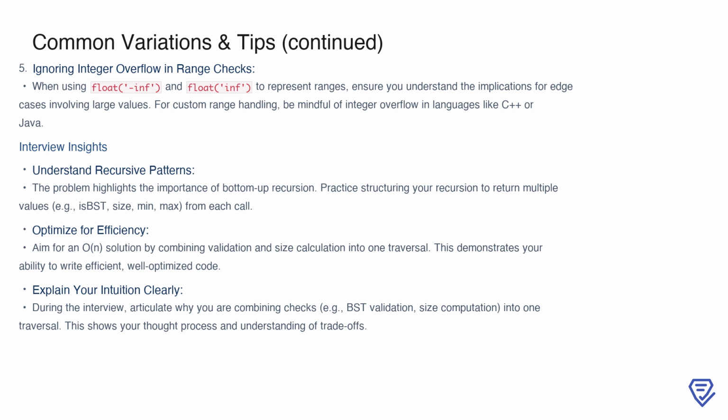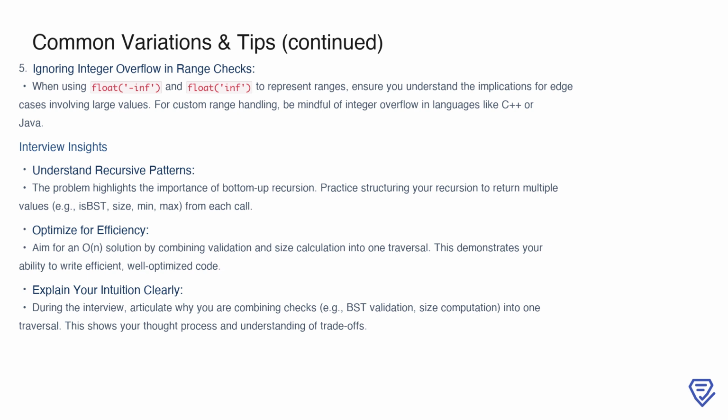On the interview side, this problem is an excellent opportunity to demonstrate your understanding of recursive patterns. Structuring your recursion to return multiple values, such as whether the subtree is a BST, its size, and the minimum and maximum values, can make your solution both elegant and efficient. Speaking of efficiency, aim for an O(n) solution that combines BST validation and size computation into a single traversal. This approach not only optimizes performance but also shows your ability to write well-thought-out code.